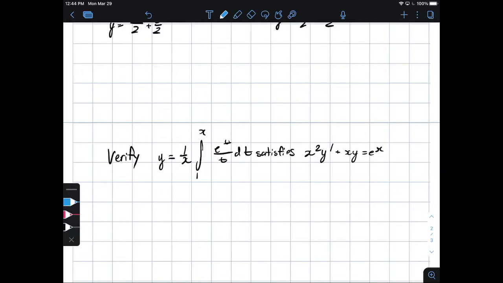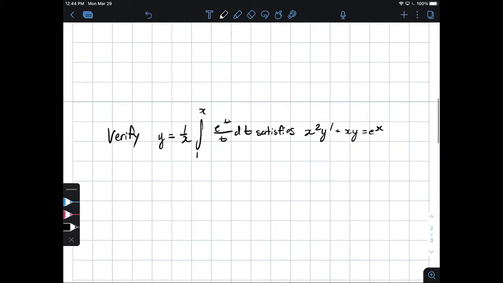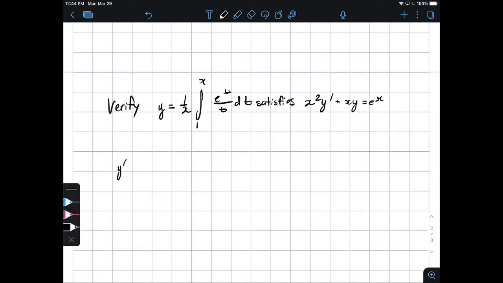So we know what y is. And we don't really care what x is because our final answer should be in terms of x. But we don't know what y prime is. So the first thing we're going to do is solve for y prime. And it's going to be a little long-winded, so buckle in.